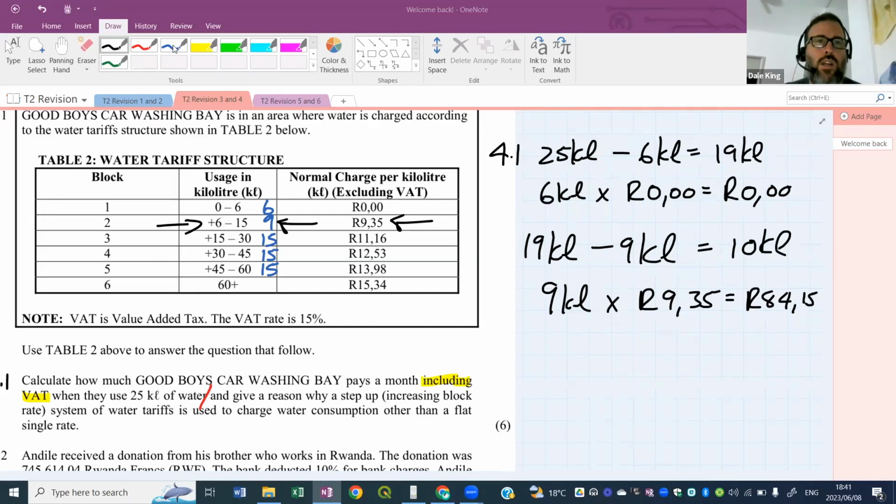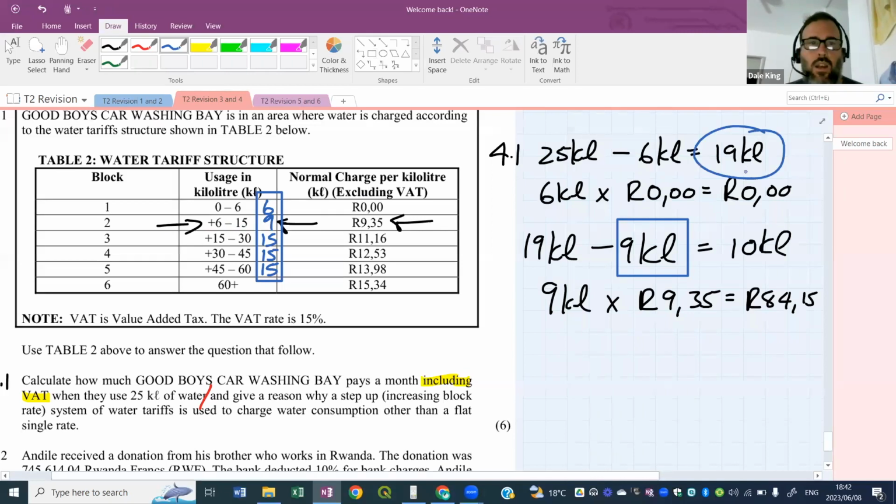So these values here that I put on the side, I'm recommending that you do that. You're not going to get marks for it. It's just a hint, just a tip, because you see this 9 here that I've used. You would have to know that in block 2 there is 9 kiloliters of water, because I've got 19. How do I know if I'm using all the water in block 2 or only part of the way into block 2? You don't know unless you know how much water is in block 2.